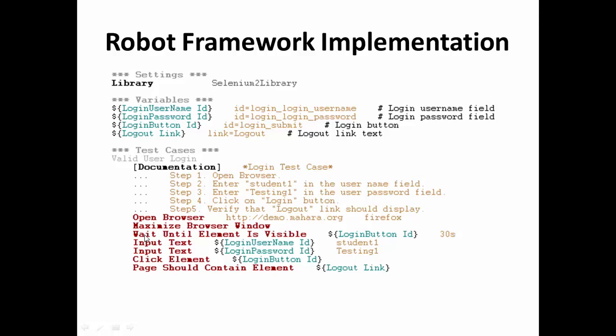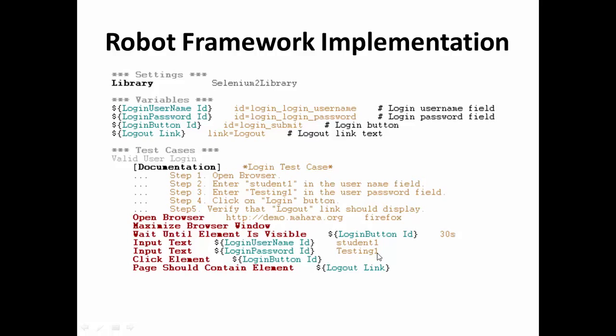Wait until element is visible. This keyword is used to wait until the element is visible on the site. This is very useful for dynamic synchronization. So we wait until the login button displays on the page, and the timeout is 30 seconds. Input text is used to input text in a text field. Input text, login username ID, and student1. Next keyword, input text, login password ID, testing1.